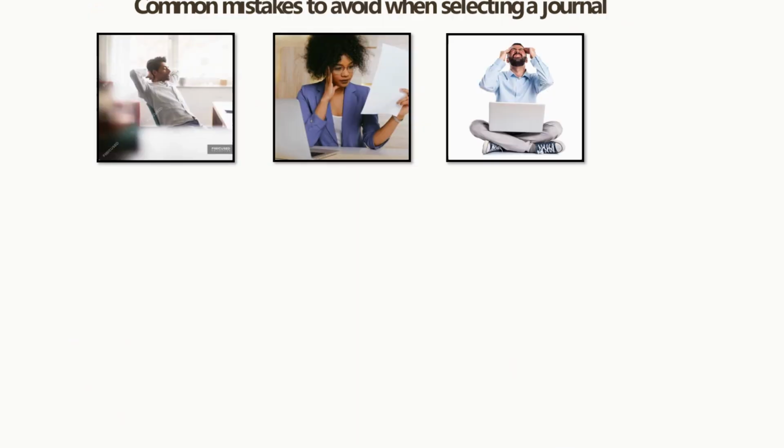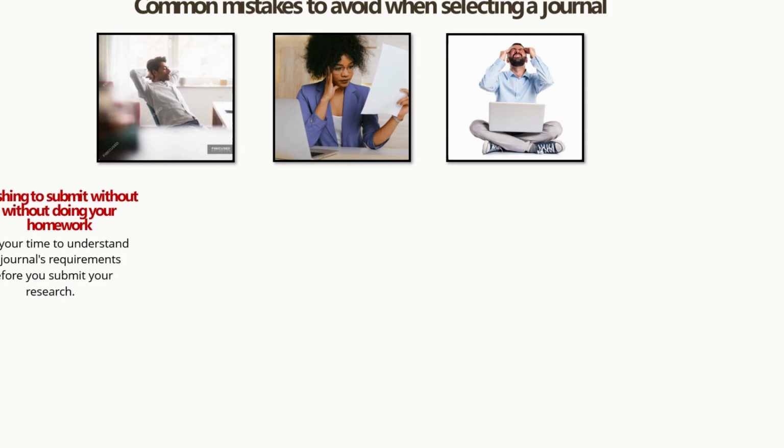So what are the common mistakes we make, and how can we avoid them? Without doing any homework, for example, for any particular journal you have selected, you have to go through very carefully its requirements, its guidelines, even the budget requirement, any processing charge. All this homework has to be done before submitting to the journal website. This is one of the biggest errors we make.